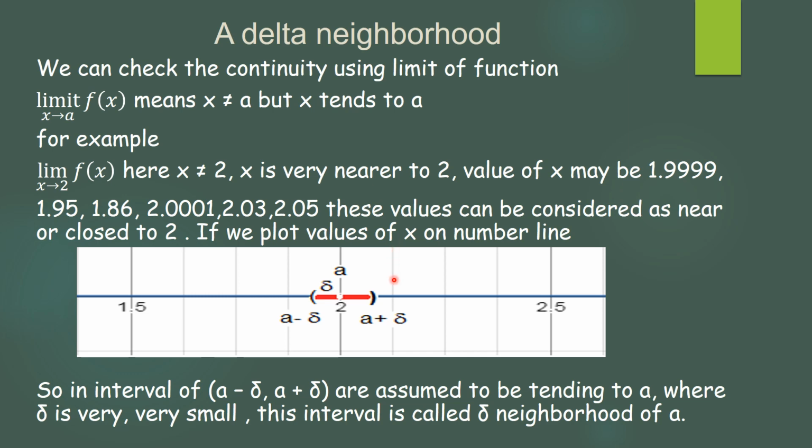We have understood the concept of delta neighborhood. Now we will try to find out the left hand limit and right hand limit. Now what is the meaning of left hand and right hand limit?